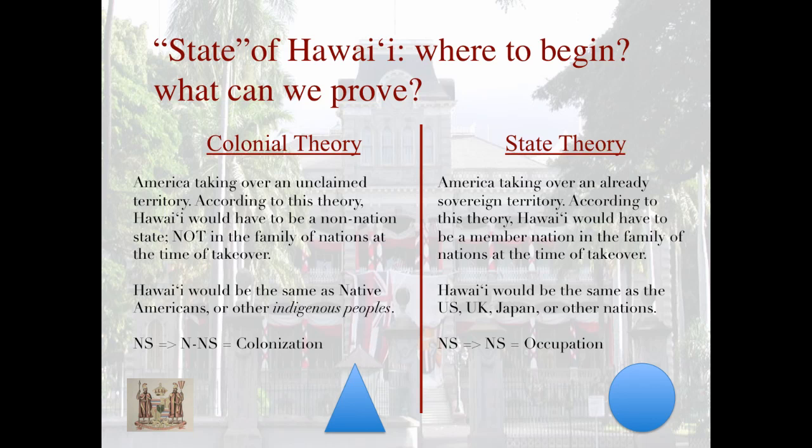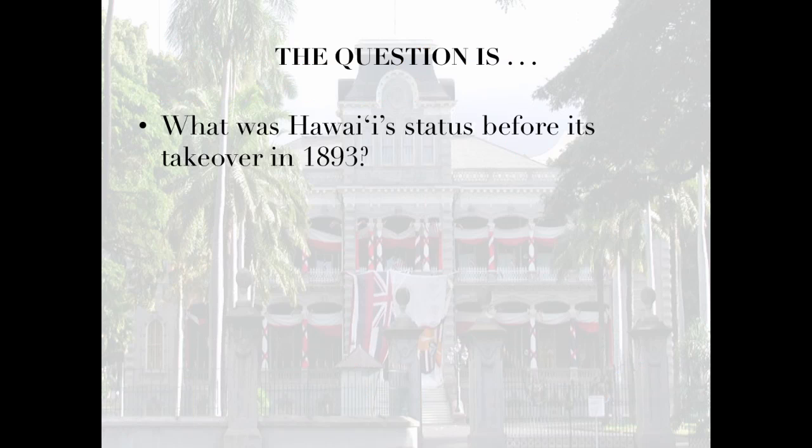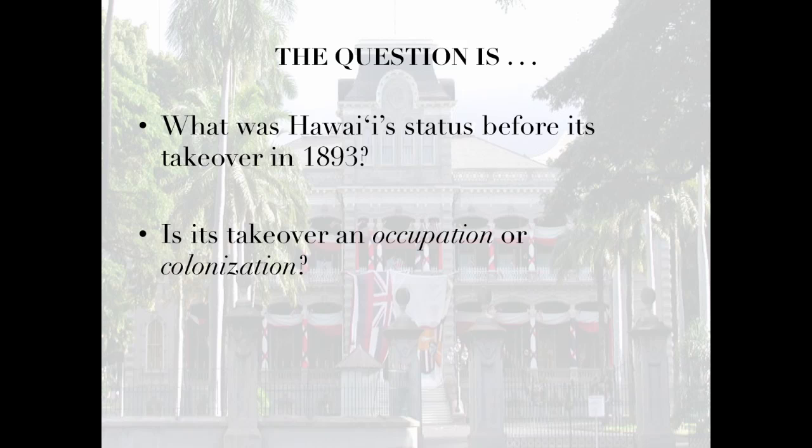So according to colonial theory, this is important, Hawaii would have to be a non-nation state, not in the family of nations at the time of takeover. And state theory says that Hawaii would have to be a member of the family of nations at the time of takeover. So the question is, again, what was Hawaii's status before its takeover in 1893? Is its takeover an occupation or a colonization? These are the questions we want to answer.